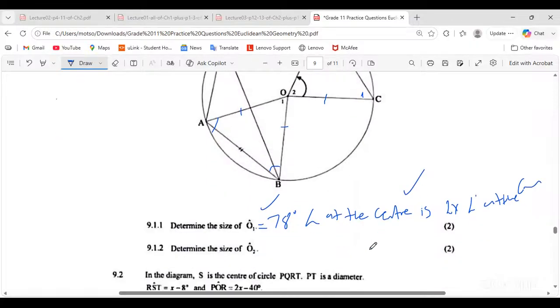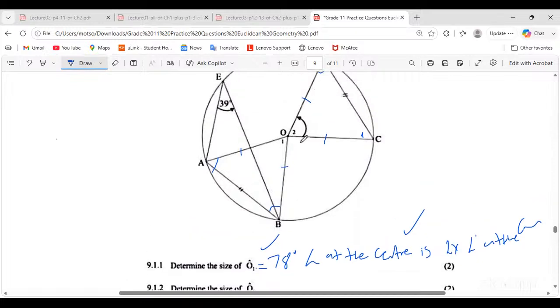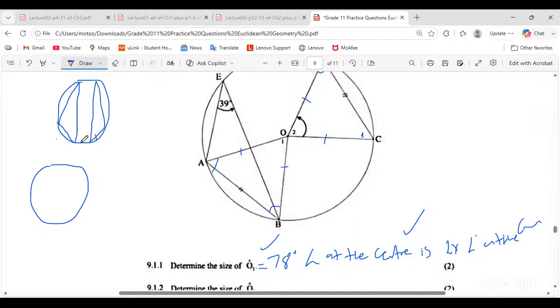Let us go for 9.1.2. They say to us, determine the size of angle O2. O2 is that one on that side. So remember, we have that theorem that says, okay, this is our triangle. This is another triangle such that there's a chord here that is equal to that chord. And there's an angle that is equal to that one. Reason being, equal chords subtend equal angles at the circumference.